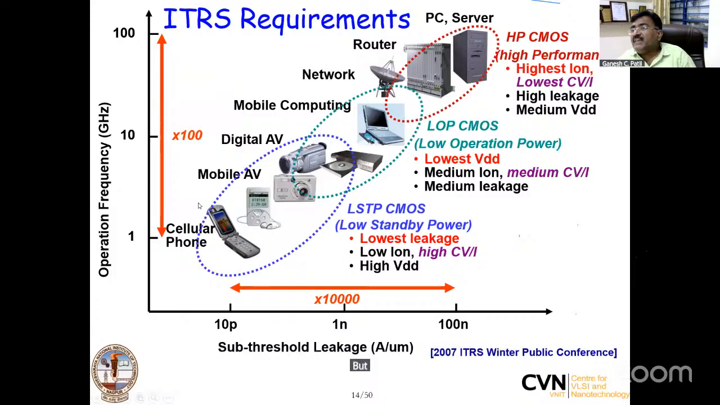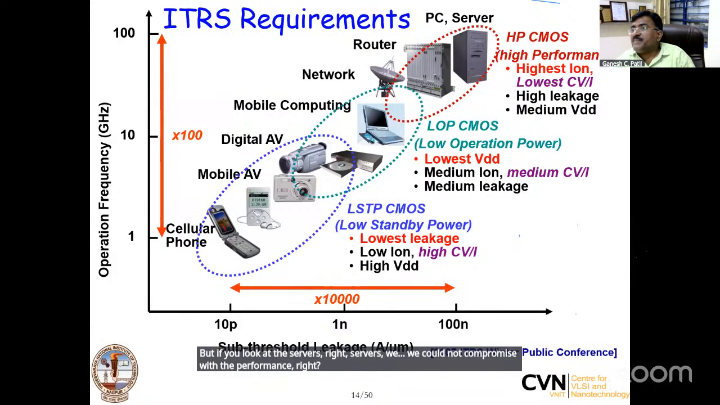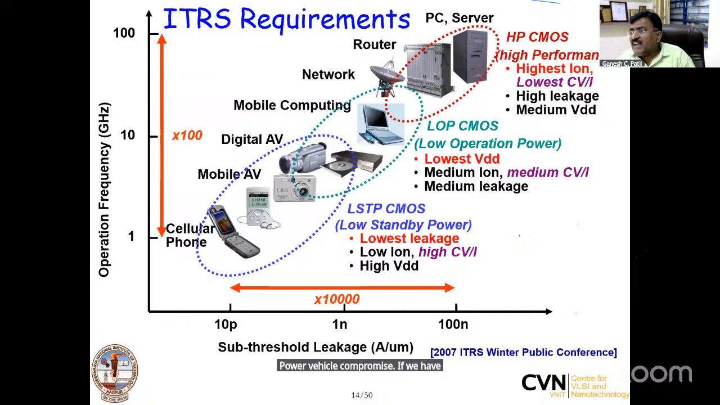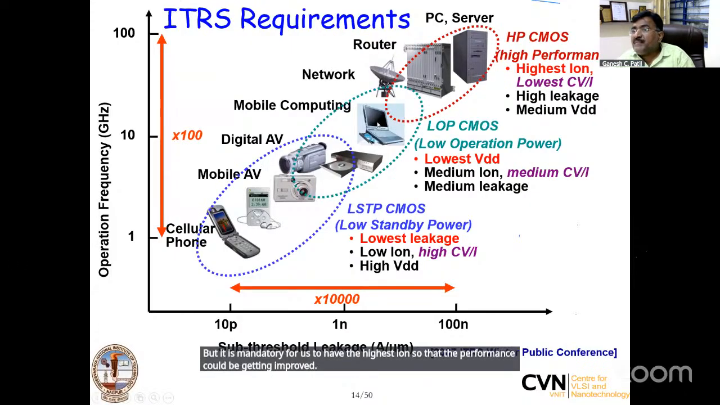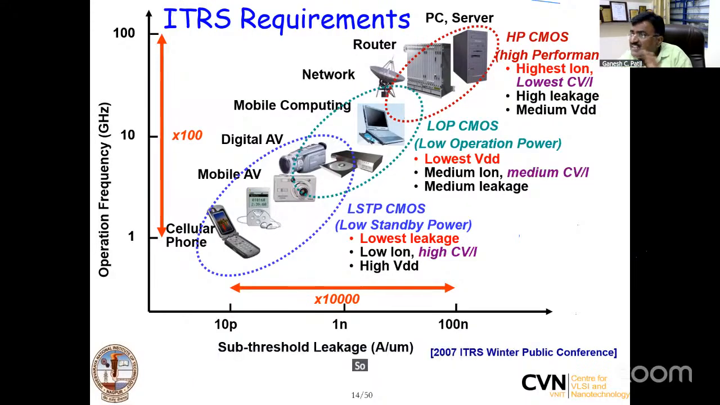But if you look at servers, we cannot compromise on performance. Power we could compromise on. Even if we have high leakage, we could still compromise. But it is mandatory to have the highest ion so that the performance can be improved. At the same time, look at laptops, which are low operating power. In that case, if it has a medium ion, so medium CV by I, which is the intrinsic gate delay, or medium leakage, we could still work.